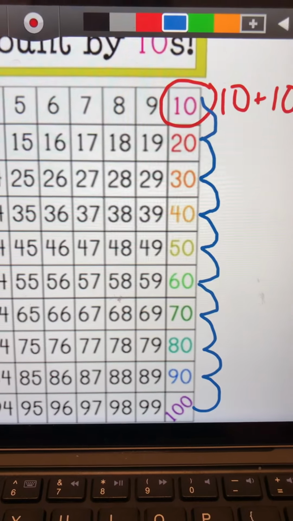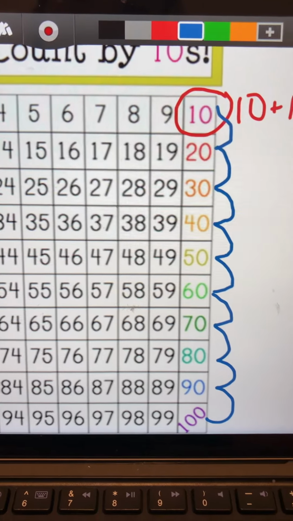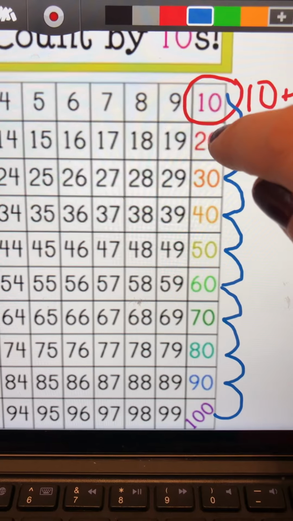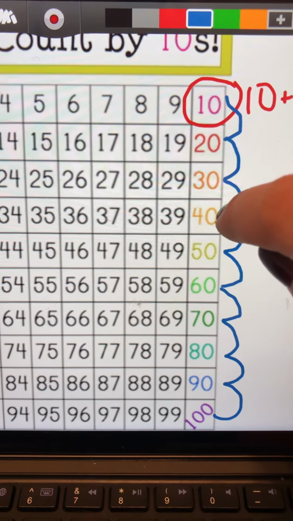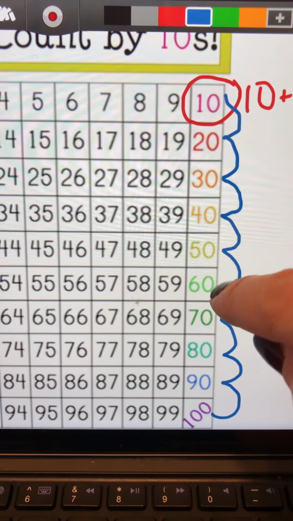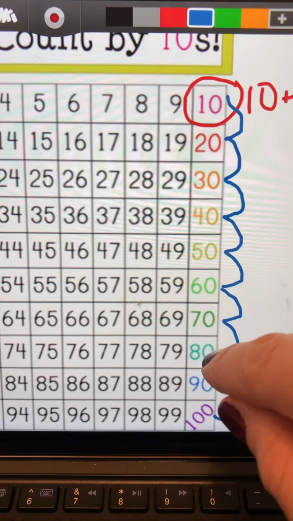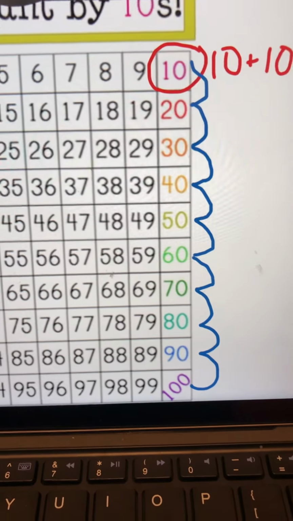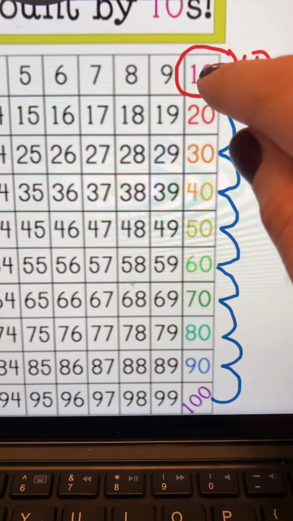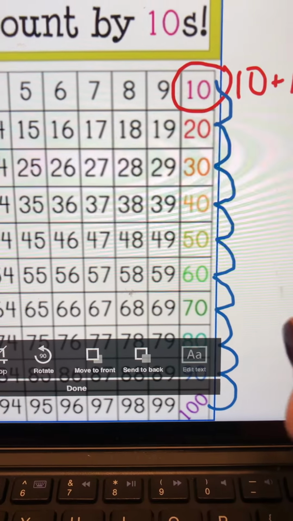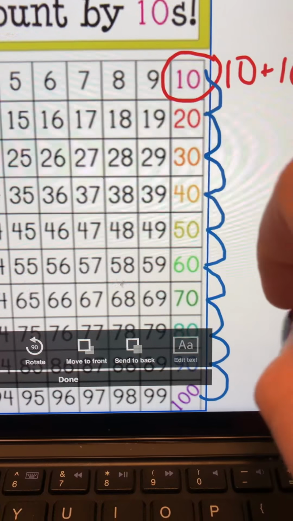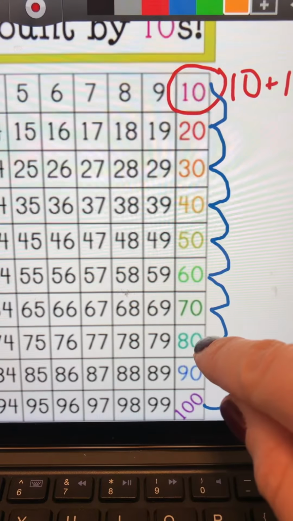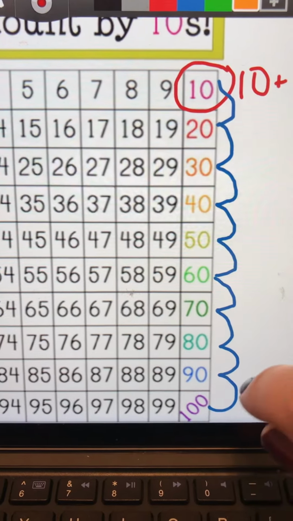All right, let's do that together. Skip counting by 10 from 10. Ready? 10, 20, 30, 40, 50, 60, 70, 80, 90, 100. Again, together, starting at 10. 10, 20, 30, 40, 50, 60, 70, 80, 90, 100.